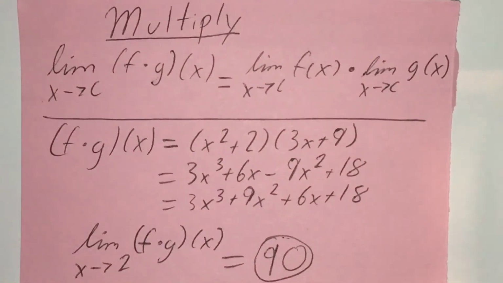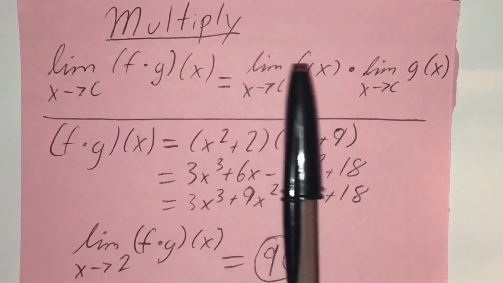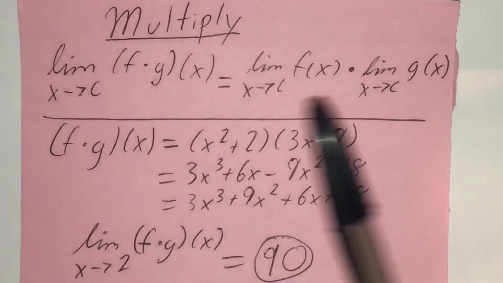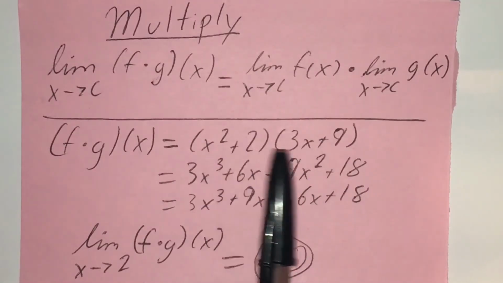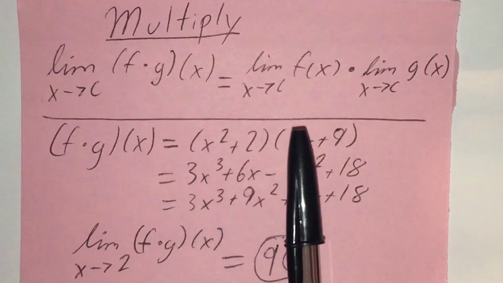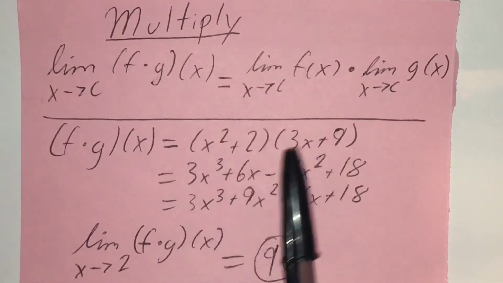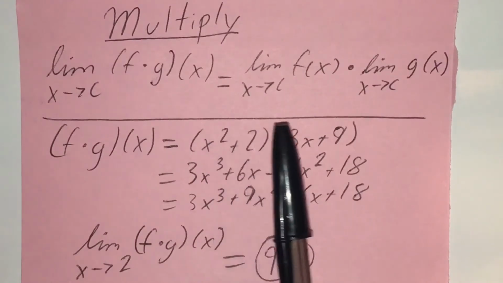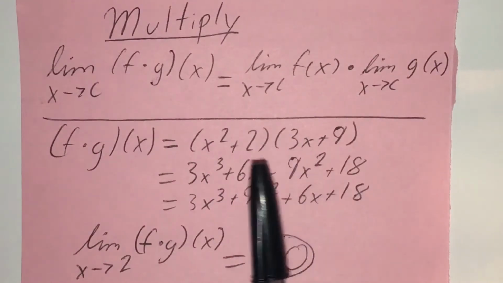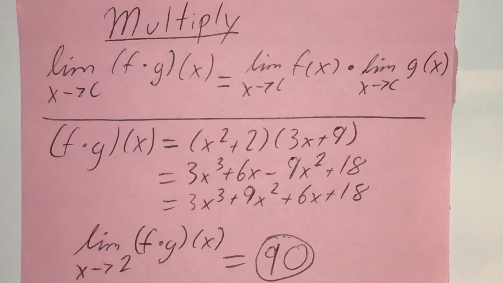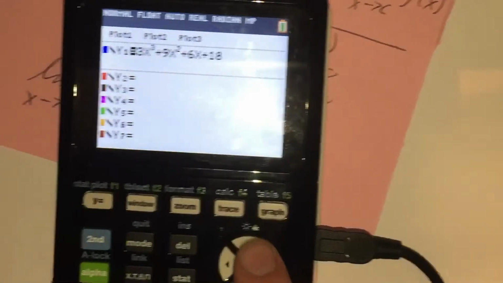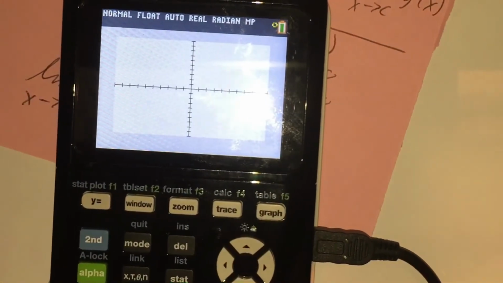Next, we're going to multiply. And it's almost exactly the same as adding and subtracting, except instead of doing that, you're going to multiply f of x by g of x. What you're going to do is kind of factor it almost. So x squared times 3x is 3x cubed, and x squared times 9 is 9x squared. 2 times 3x is 6x, and 2 times 9 is 18. Now I put that into the calculator, and we're going to hit graph.